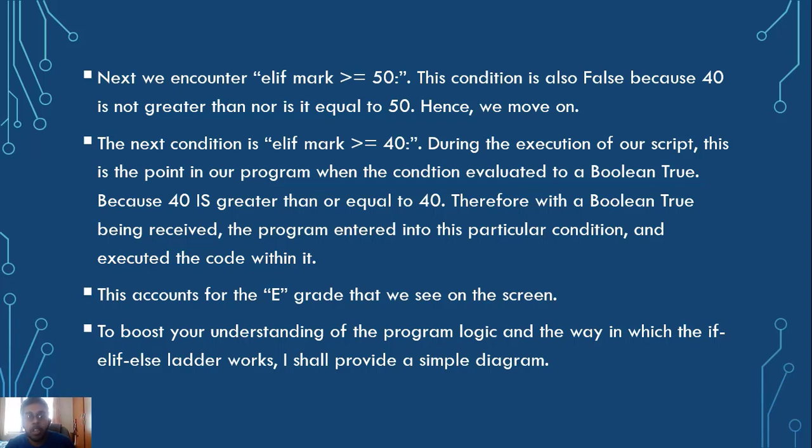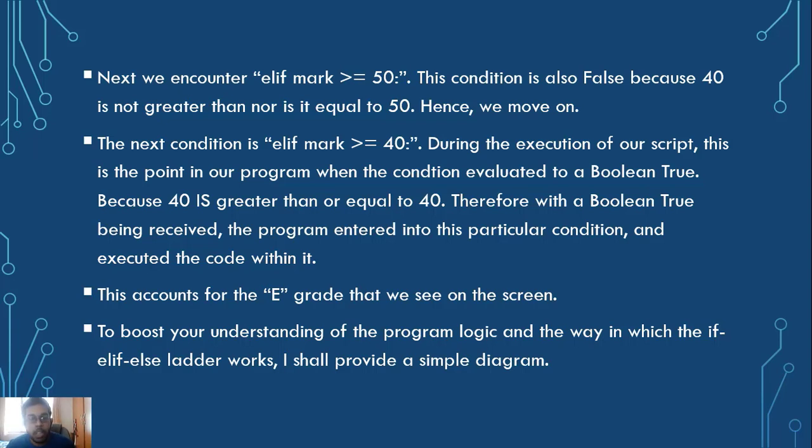Hence we move on. The next condition is elif mark is greater than or equal to 40. During the execution of our script, this is the point in our program when the condition evaluated to a boolean true, because 40 is greater than or equal to 40. Therefore, with a boolean true being received, the program entered into this particular condition and executed the code within it. This accounts for the E grade that we see on the screen.